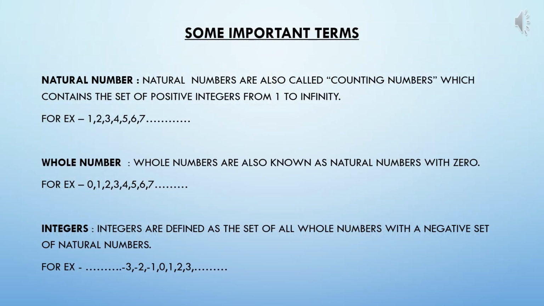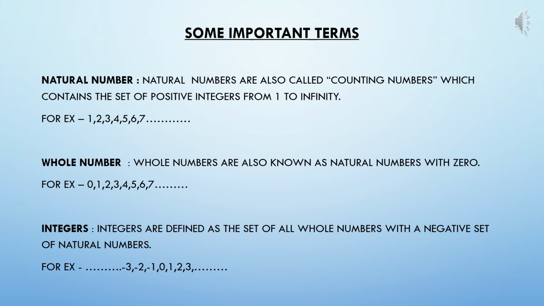Before continuing this exercise, we need to understand some important terms which you have already studied in your previous class. First, natural numbers. Natural numbers are also called counting numbers, which contain the set of positive integers from 1 to infinity. For example, 1, 2, 3, 4, 5, 6, 7 and so on. And second, whole numbers. Whole numbers are also known as natural numbers with 0. For example, 0, 1, 2, 3, 4, 5, 6, 7.